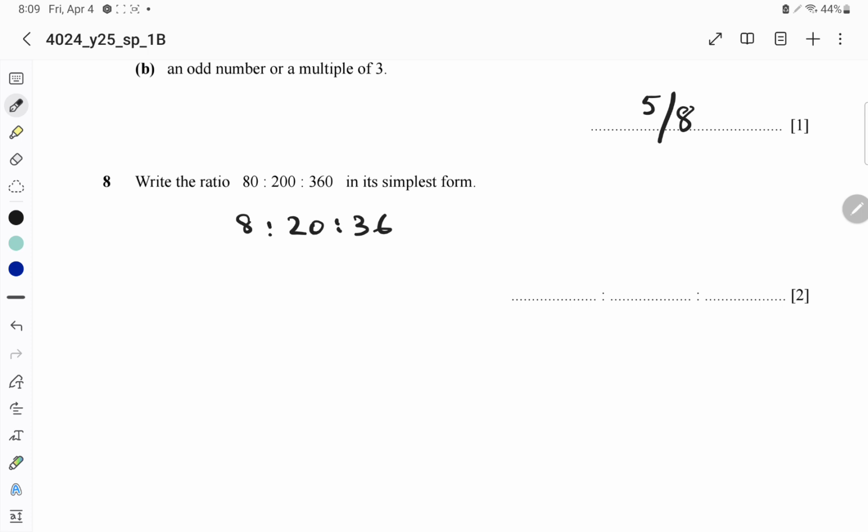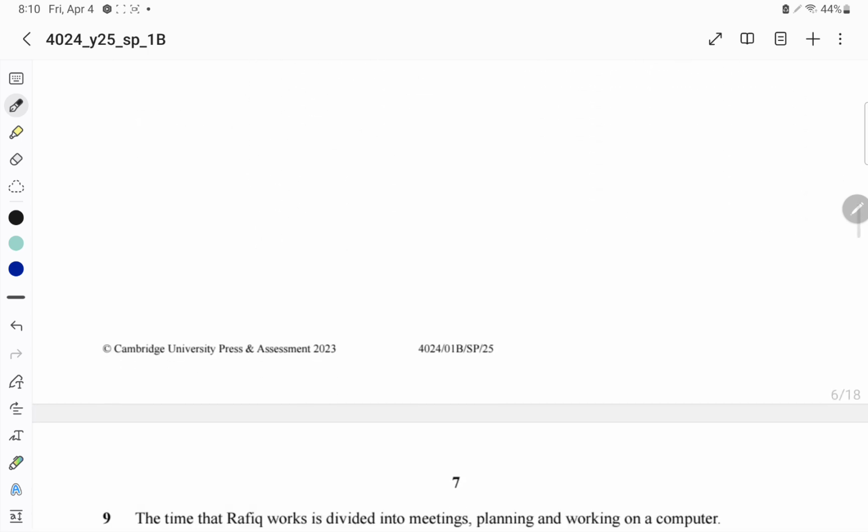If we are taking the times table of 4, so 4 times 2 is 8, 4 times 5 is 20, and 4 times 9 is 36. Now there is no table in which all of the numbers are coming together, so that's the final answer. 2 is to 5 is to 9 is the answer for this question.